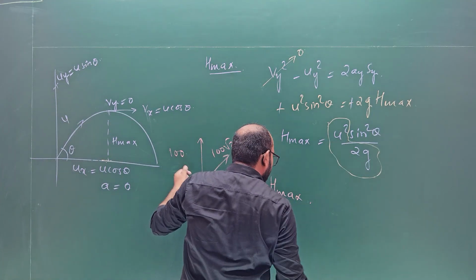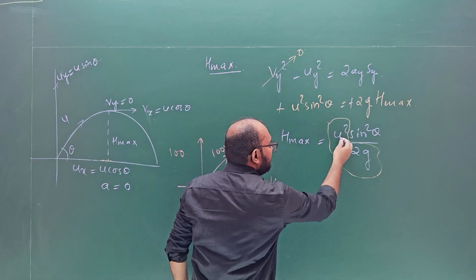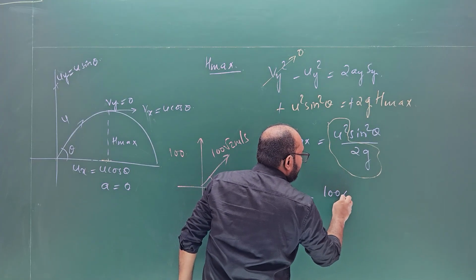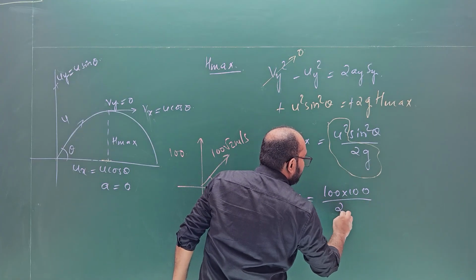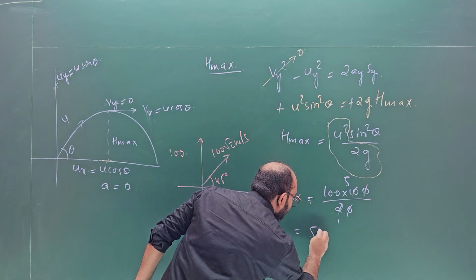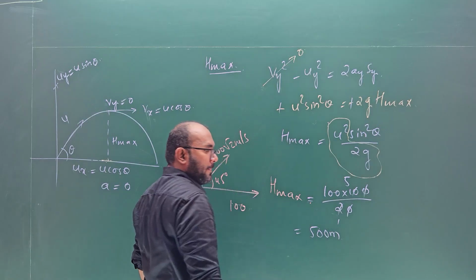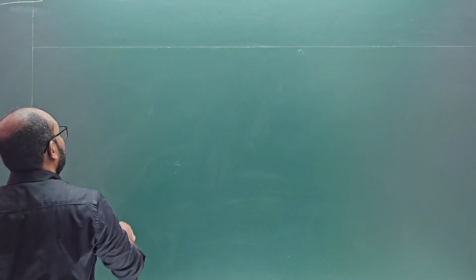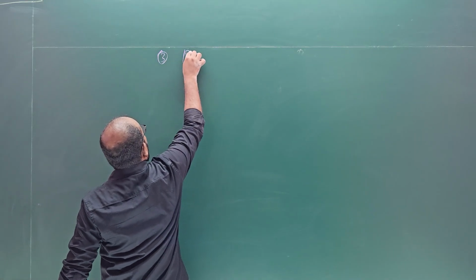Then by using this equation, so Hmax is equals to what? Can I write 100 into 100 divided by 20? Can I cancel this 1s and 5? That means can I say that Hmax is 500? Yes or no? Point number 3, write the heading of range.